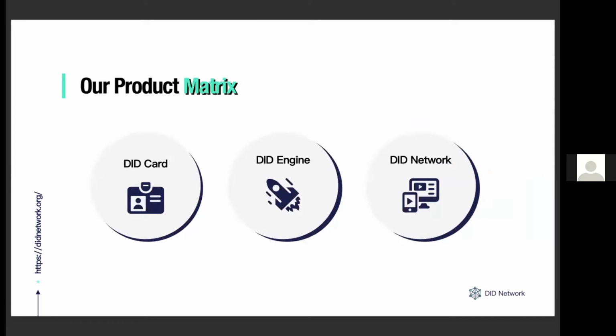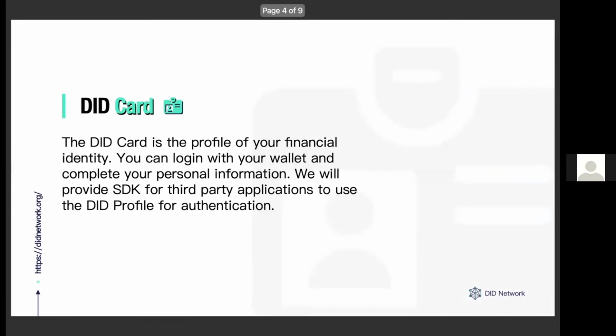Our product contains three components: the DID card, DID engine, and DID network. The first one is the DID card. The DID card is the profile of your financial identity. You can log in with your wallet and complete your personal information. We will provide an SDK for third-party applications to use the DID profile for authentication.